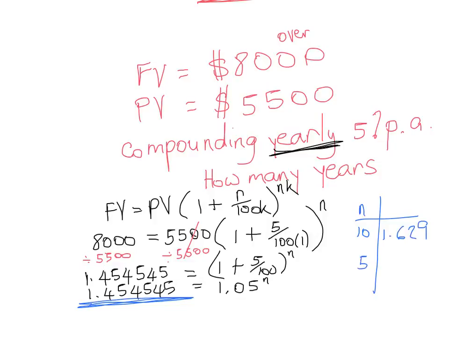Too big. So let's split that in half. Let's try n as 5. So 1.05 raised to the 5th power is 1.276. Too small. So we have to go bigger. Let's try 7. 1.05 raised to the 7th power gives us 1.407. Getting warmer. It's a little too small, so let's try 8.